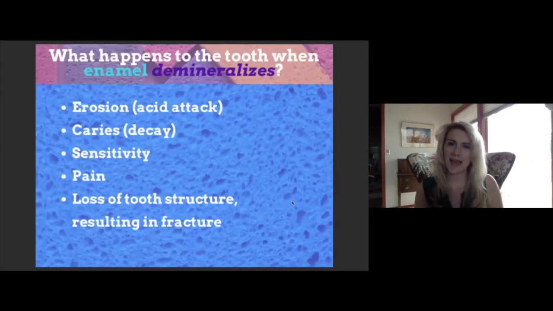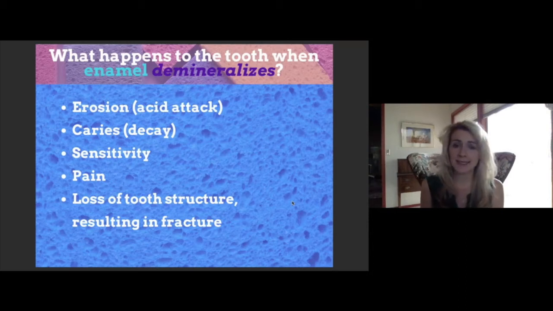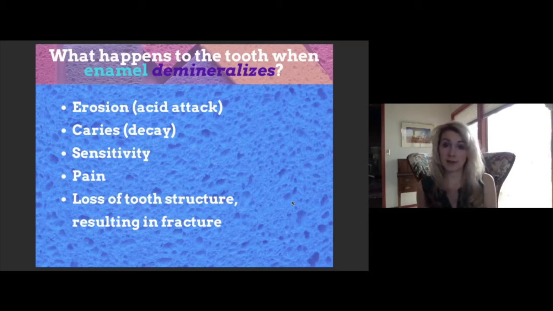So, what exactly happens to the tooth when the enamel demineralizes? Like we discussed, it weakens. Erosion or acid attack can occur. Caries also is a possibility. This can lead to sensitivity, pain, loss of tooth structure, even fractures of the tooth, which down the road could lead to loss of the tooth.